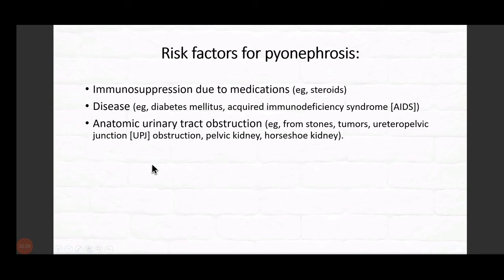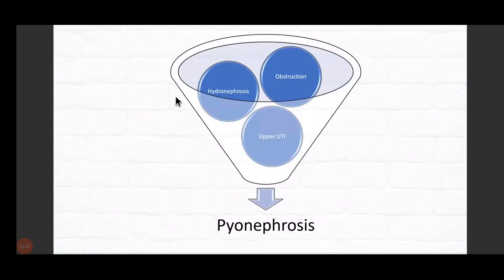The risk factors are anatomic urinary tract obstruction, that is a stone, or any other thing, a tumor which may be compressing the ureter, retroperitoneal fibrosis, horseshoe-shaped kidney, etc. And contributing to it is immunosuppression, maybe with the use of steroids, or diseases like diabetes or acquired immunodeficiency syndrome. Now this funnel diagram explains what are the causative factors which are needed for pyonephrosis. That is an existing obstruction which has led to hydronephrosis, and then the infection of the system turns the hydronephrosis into pyonephrosis.